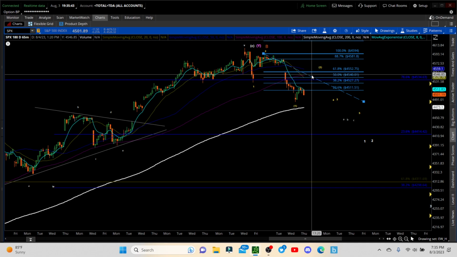Yeah, we have the gap here, which to me says that we want to test that gap at the 62% retracement, that the market wants to test to make sure that gap holds, and we can continue down lower from this point. So I think it's probable that we actually get to this one.